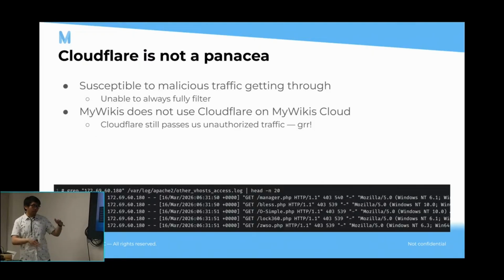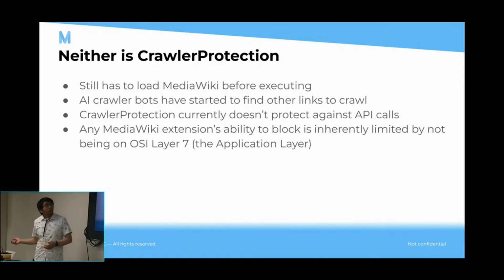This is an example of some stuff that I pulled from one of our access logs, and we were getting malicious traffic that was trying to go through our server and access these admin or whatever pages, and obviously they don't exist. We don't have that. But this is a Cloudflare IP. If you want to go look it up, it belongs to Cloudflare. So we don't trust Cloudflare anymore in terms of their filtering. You cannot just rely on them for everything. But neither is crawler protection, I will admit.